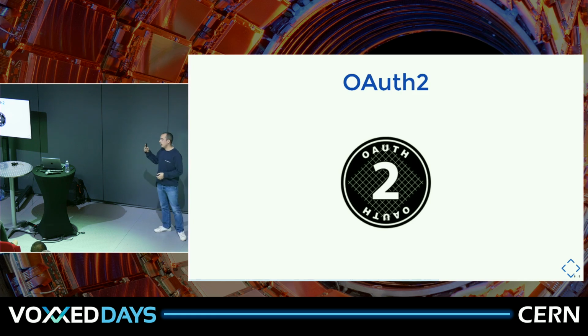JWT is used in OAuth2. OAuth2 is a delegated authorization protocol, and in this specification you have two types of tokens. Well, let's talk about only the access token. This access token will allow its bearer to access some resource on the server, kind of an API token, and this token could be either a simple string or a JWT.